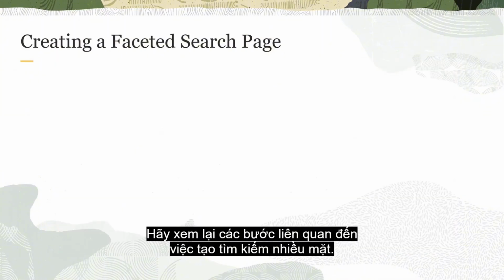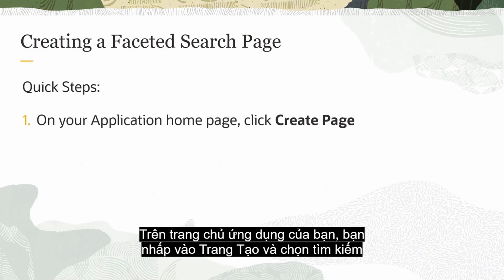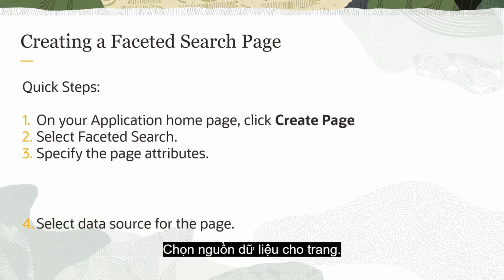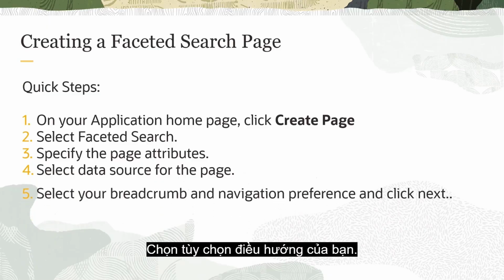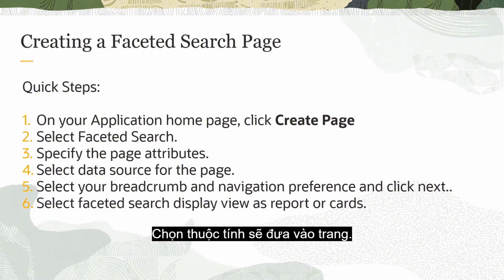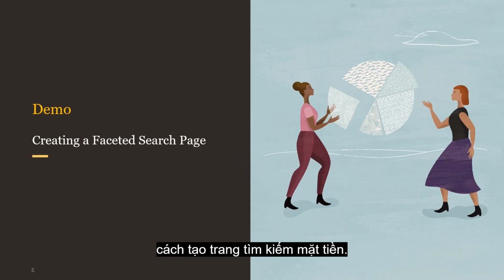Let's review the steps involved in creating a faceted search. On your application homepage, you click on Create Page and select Faceted Search. Specify the page attributes, select the data source for the page, select your navigation preference, and then you need to select the faceted search display view as either reports or cards. Select the facets to include on the page. Finally, click on Create Page. Now let's switch to the Apex workspace and see a demo on how to create a faceted search page.